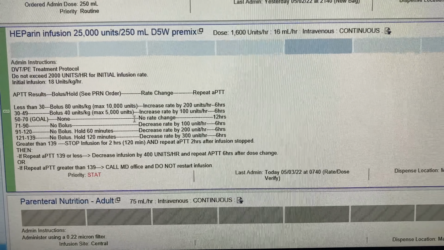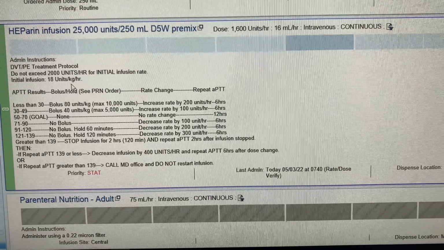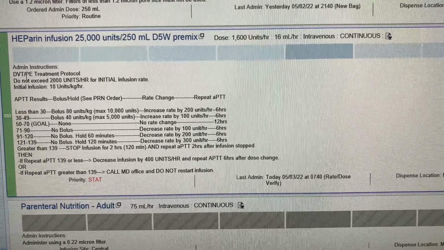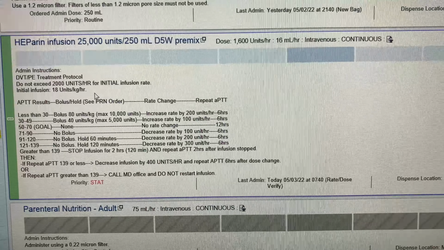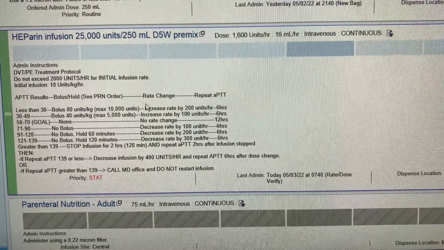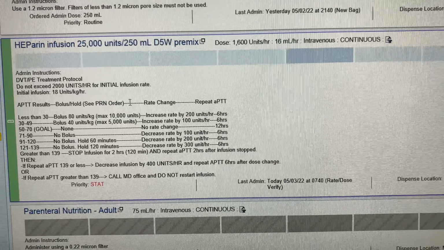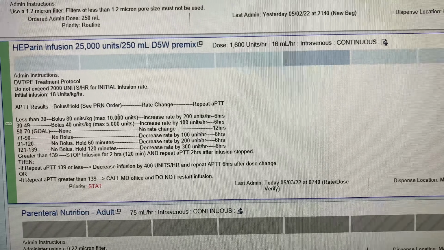Of course, anytime that you have a heparin order, you're always going to make sure that you have a reason for it. For this one, it says instruction DVT PE treatment protocol. And it also gives you certain instructions on what you should not be exceeding based on what is safe, that pharmacy puts in there as well.